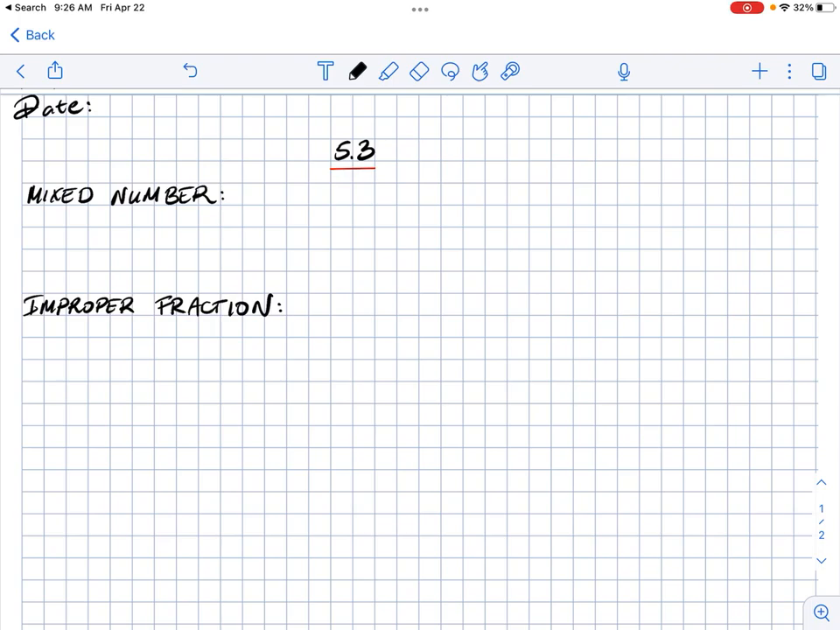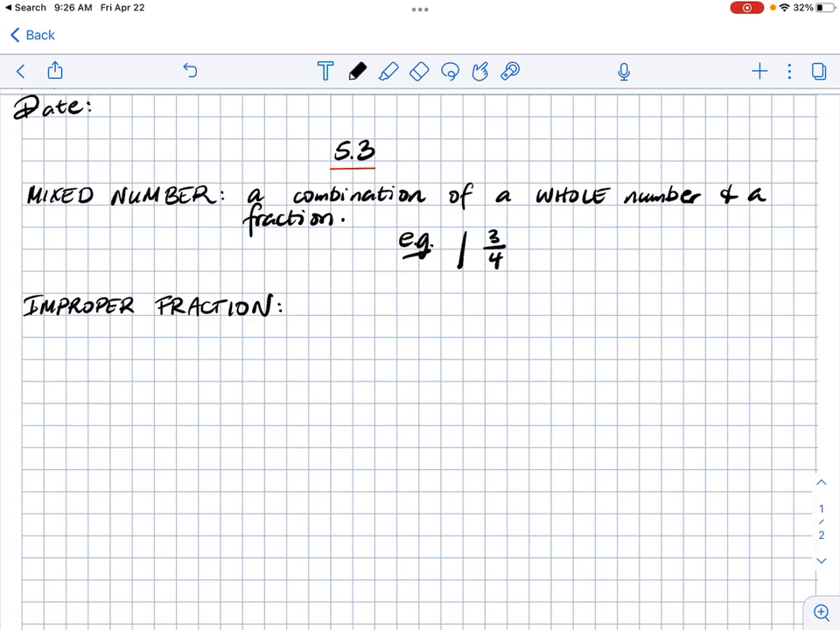So let's start off with mixed number first. A mixed number, if you remember from previous years, is a combination, and however you worded it, similar to this is fine, a combination of a whole number and a fraction. So one example would be 1 3/4. Okay, so again, you have the whole number here being 1, and then you've got the fraction portion attached to it.